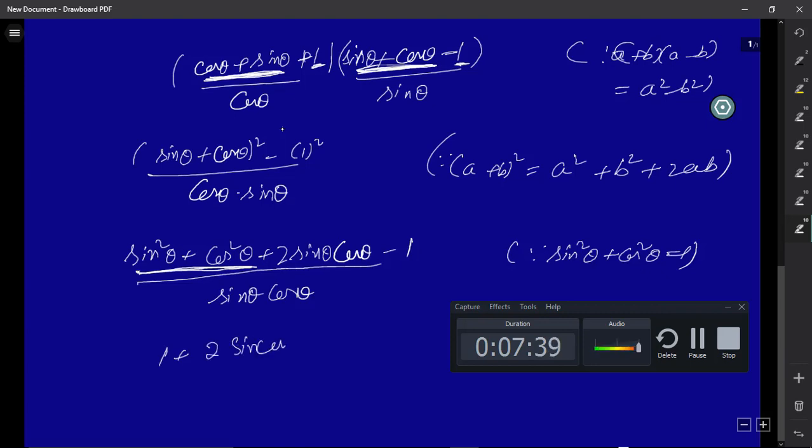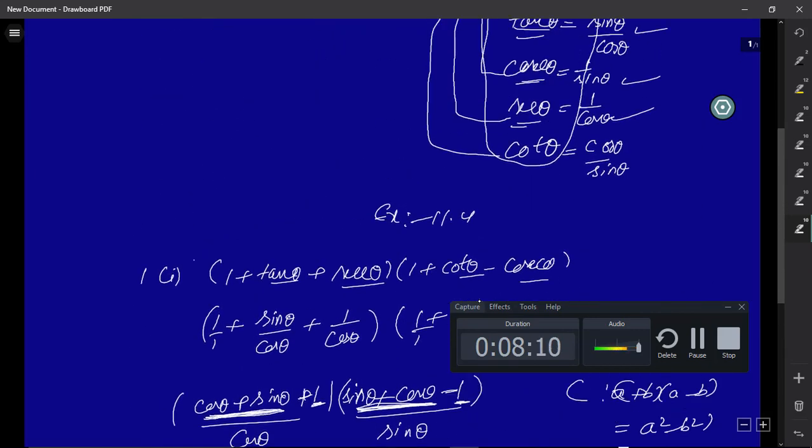So in place of sin square theta plus cos square theta I am going to write 1, plus 2 sin theta cos theta, minus 1 I am writing as it is, by 2 sin theta cos theta. Plus 1 minus 1 gets cancelled. Now below we just have sin theta cos theta, right? So this sin theta cos theta and this sin theta cos theta get cancelled, and what we get here? We get 2 as the answer.